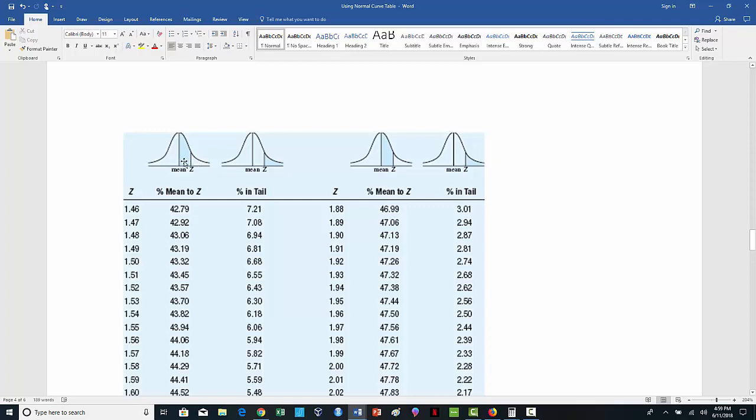Now again, we know this is 50% above the mean, plus what? The portion from the mean to that z-score, which is 43.32. So we could again add up 50% plus 43.32%, and we again get that 93.32%.